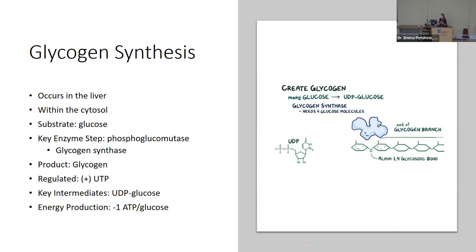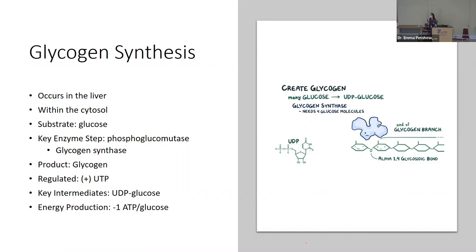Your key enzyme step is going to be phosphoglucomutase. There's also a secondary key enzyme step that is glycogen synthase. But if you're going to remember one, phosphoglucomutase would be the one I'd start with that commits glucose to this pathway. And then glycogen synthase takes 4 glucose molecules and kind of combines them together in the branching process that we see in glycogen.